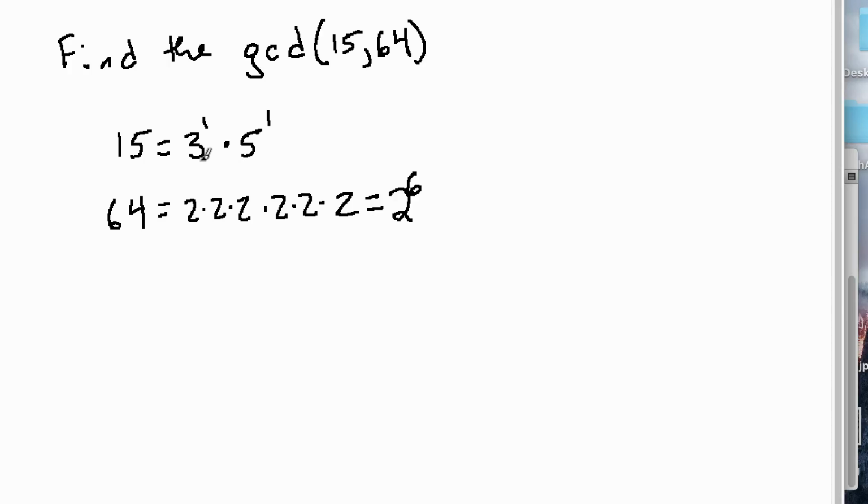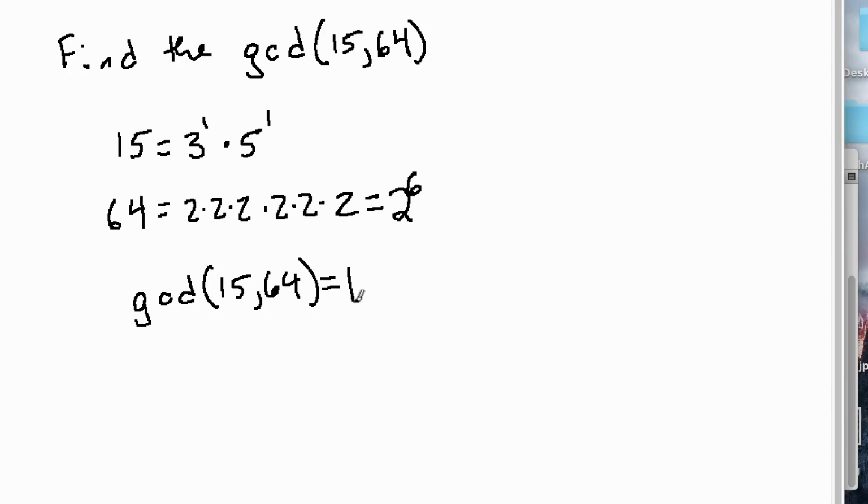So we can see over here, they have no prime numbers in common. We have just 2's for 64, for 15 we have 3 and 5. So the GCD of 15 and 64 is equal to 1. Okay? 1 is the biggest integer that divides both of these numbers.